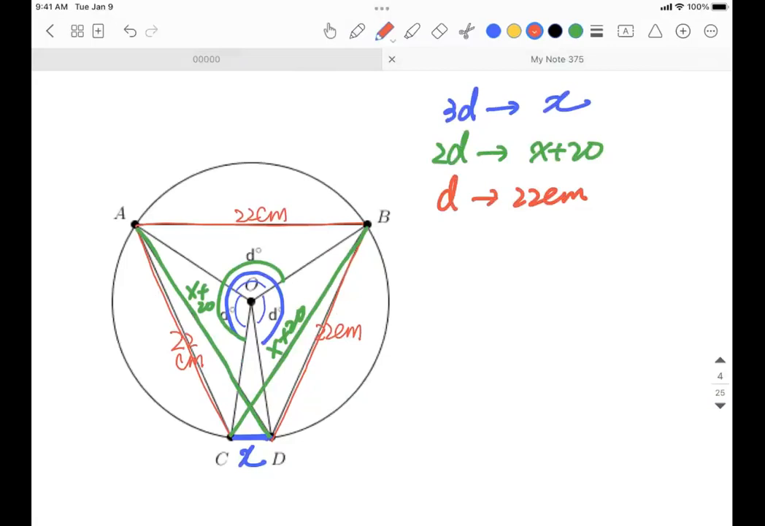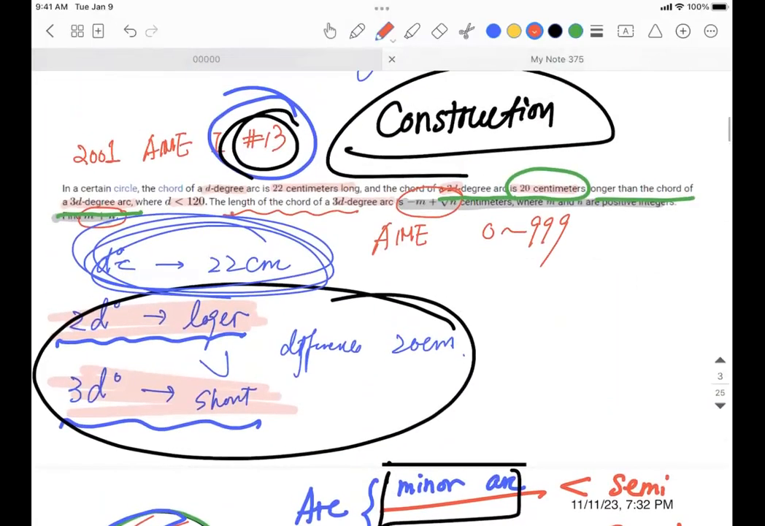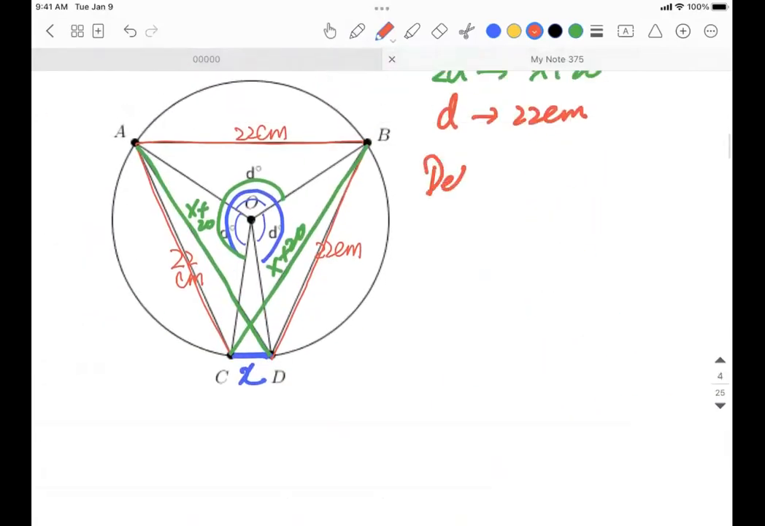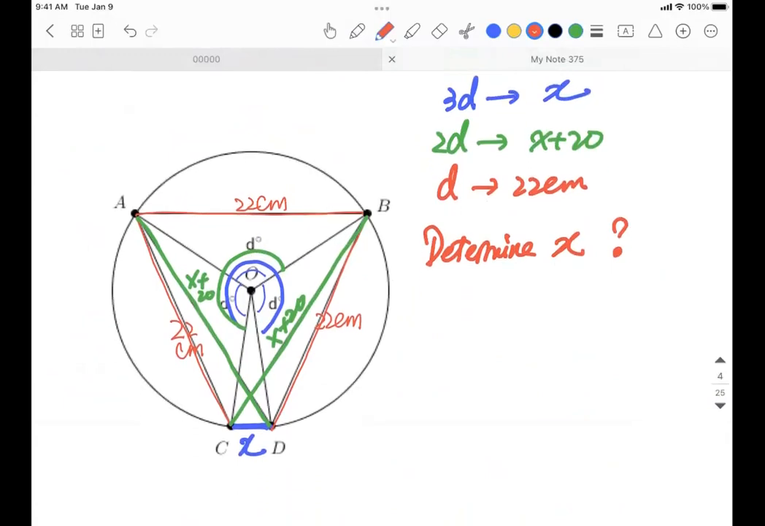All right. So now it looks like the question is asking for the length of the chord of a 3D arc. So you need to determine X. Who can tell me, how can I determine X? I need an equation, right? I need an equation to determine X. What is the most straightforward equation that can help me determine X?